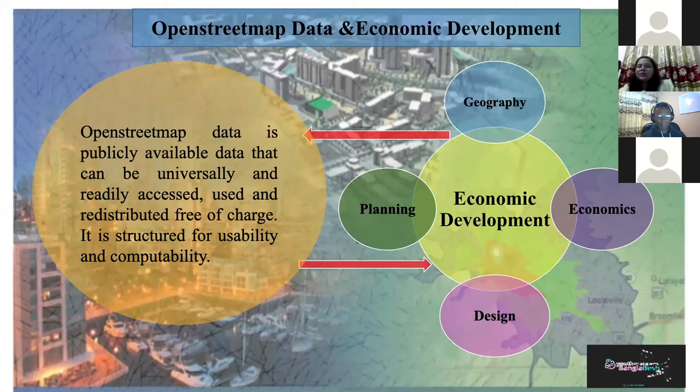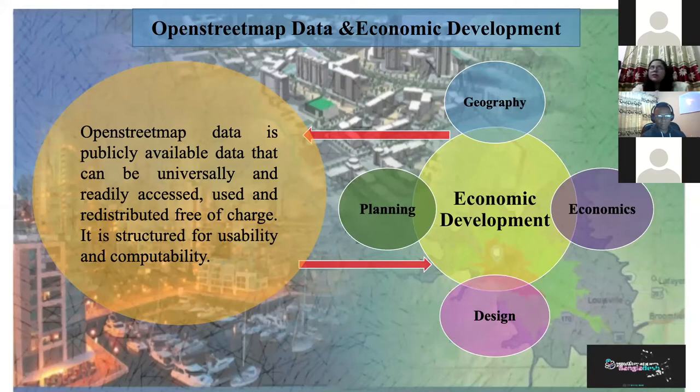I'm going to talk about the connection between OpenStreetMap data and economic development, and how we can use OpenStreetMap data in economic development planning. OpenStreetMap data is publicly available, so you can download or share it free of cost. Economic development is a process of expanding your jobs, your wealth, or your quality of life. I am going to talk about geography, economics, design, and planning, because these four topics are more connected to the data available in OpenStreetMap.